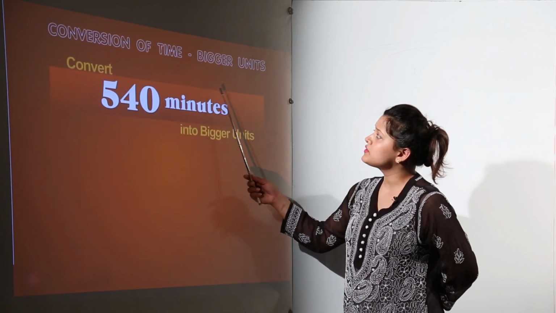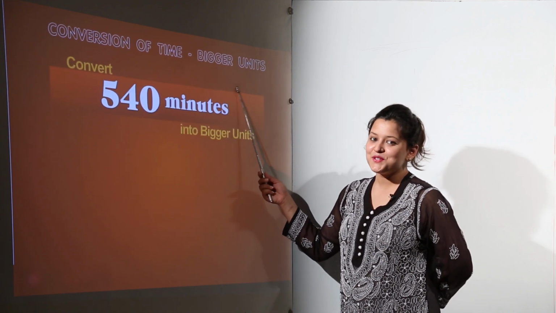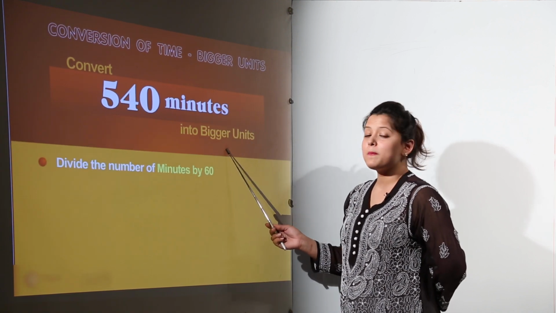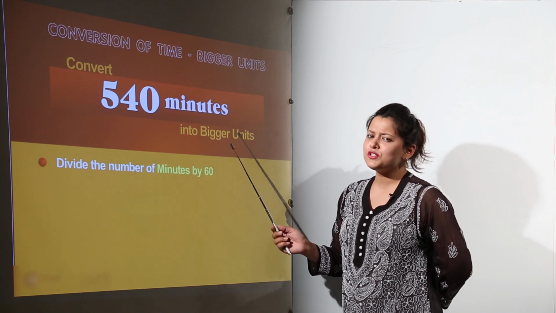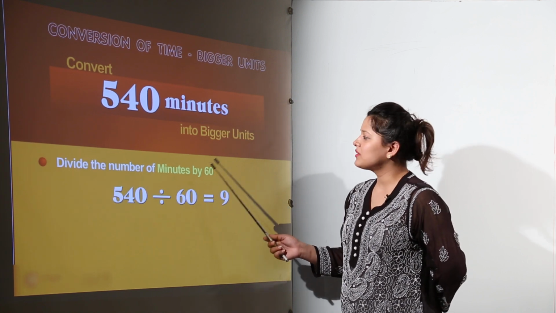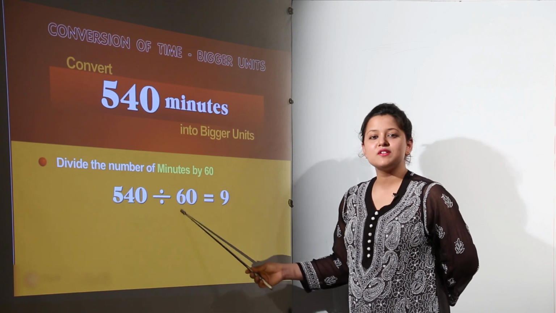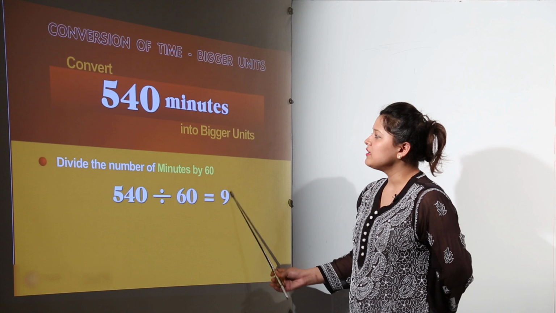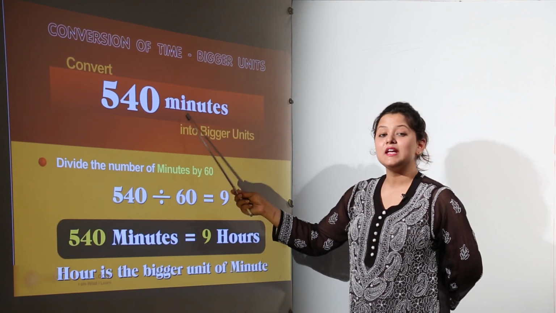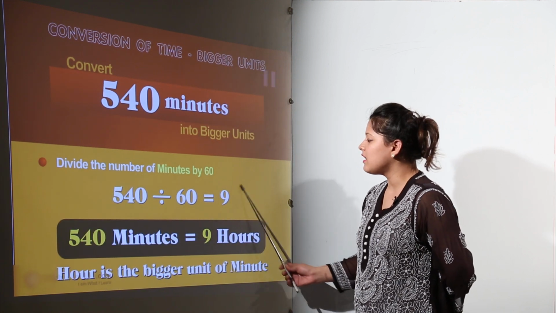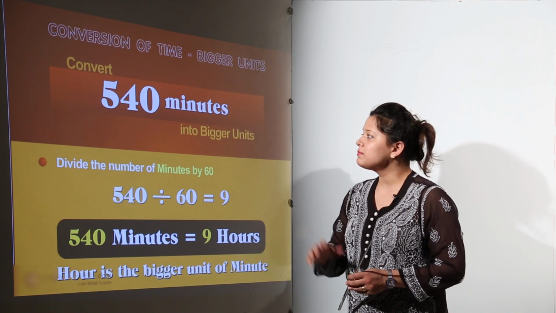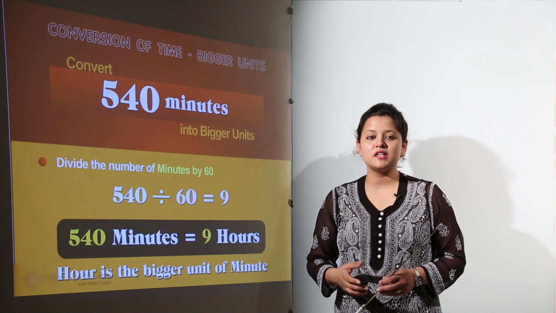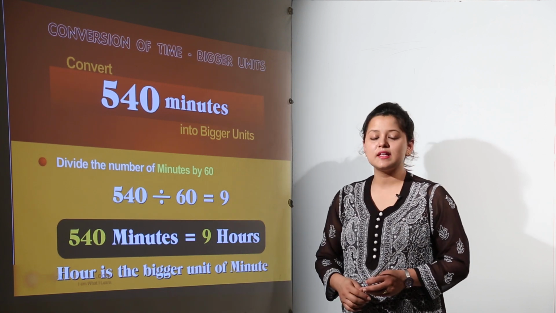Now conversion of time, but in bigger units this time. Here we have 540 minutes to be converted into bigger units. The bigger unit would definitely be hours. So for conversion we have 540 divided by 60, that gives us 9. That means 540 minutes is 9 hours. So hours is a bigger unit compared to minutes. So we have converted the minutes to hours by dividing by 60, and that is the answer.